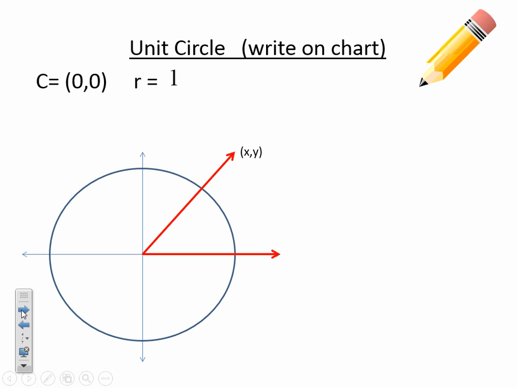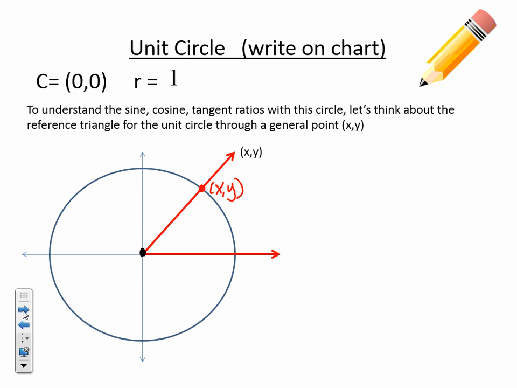So remember that circle's at 0, 0. You don't need to write this part down, but just watch. This is 0, 0. We have a radius of 1, and let's pretend there's a random point x, y out here. And remember, we've been talking about drawing reference triangles because what we're going to need to do is set up our sine, cosine, and tangent ratio here for my reference triangle.